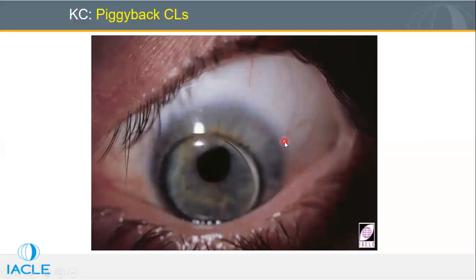So this is one example of piggyback lenses over the keratoconus cornea. You can see here, this is the soft lens that is fitted on the cornea, and over the soft lens, this is the RGP lens. It is a very good option you can fit on the patient. The patient is normally very comfortable with piggyback lenses, with good vision.